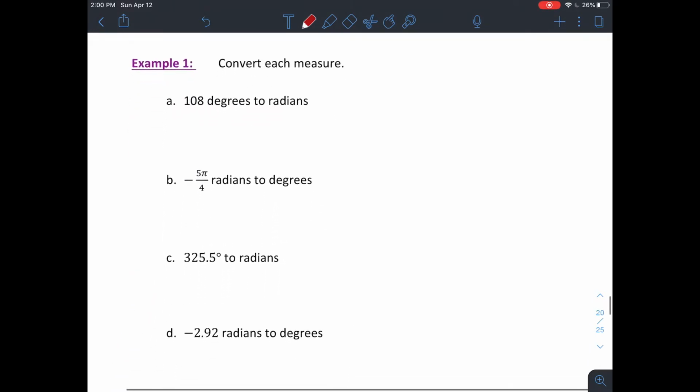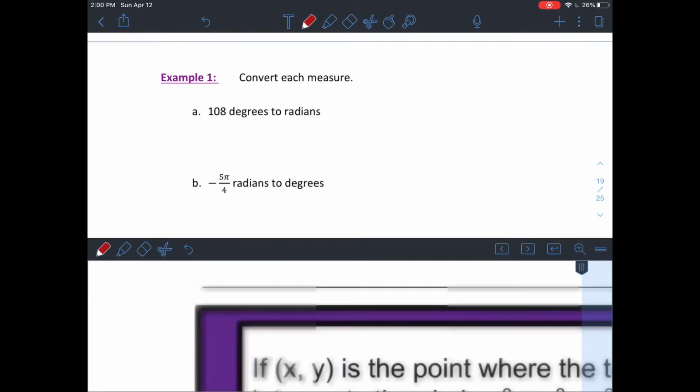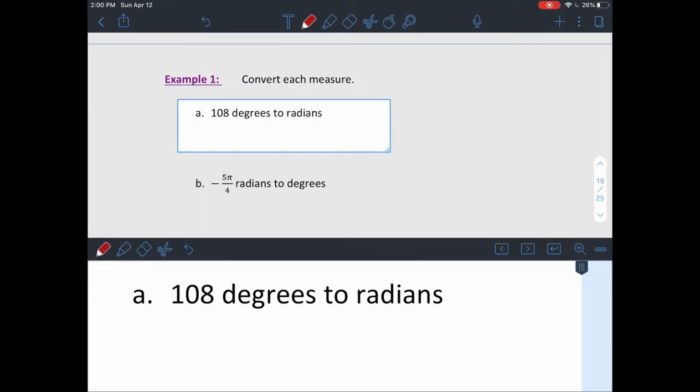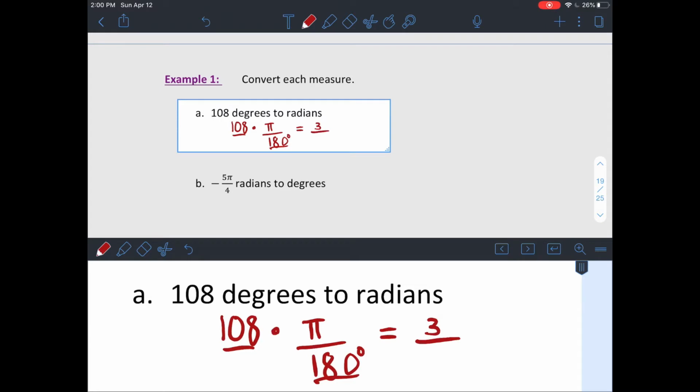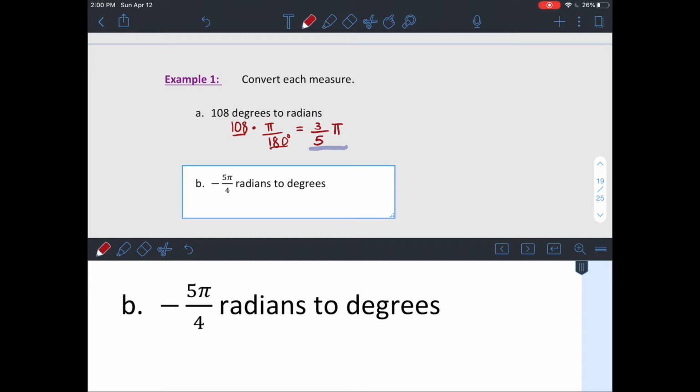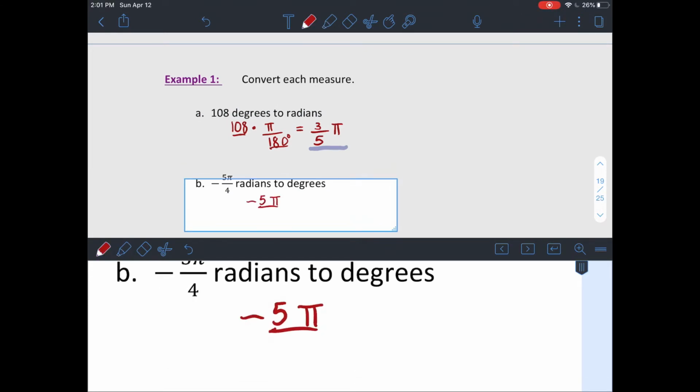So we're going to convert back and forth a little bit. If you want to change 108 degrees to radians, you could multiply by pi over 180. If you look at your units, you want your degrees to divide out, so degrees on top, degrees on bottom. And if you're typing in a calculator, just do 108 over 180, which gets you 3/5, and then you have times pi, so 3/5 pi or 3 pi over 5.